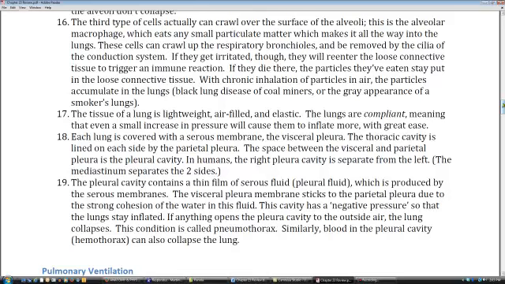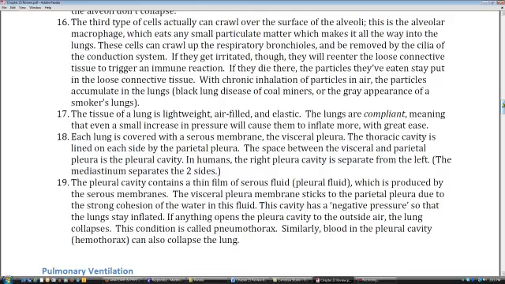Lungs are lightweight, air-filled, and elastic, and they are compliant. And that's a word you need to know what it means. Compliant means that if you add even just a little bit of pressure to it, it's going to inflate more. It's very easy to inflate. That's what compliant means. Veins are also very compliant.